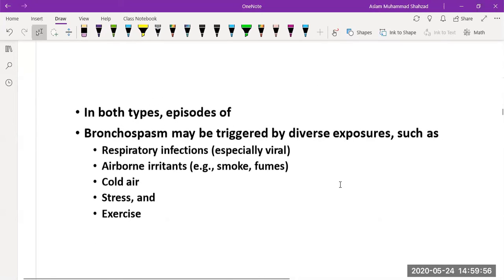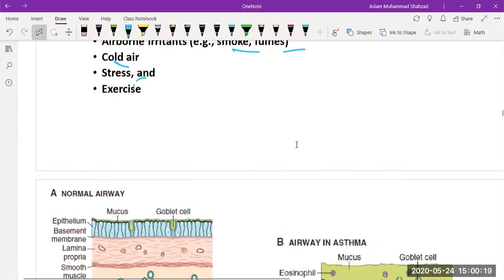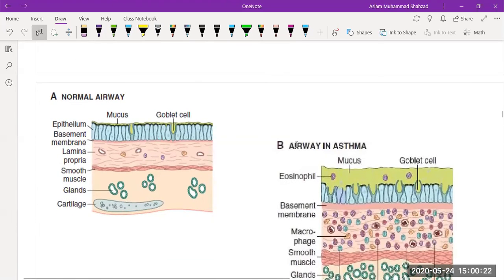In both types of episodes, bronchospasm may be triggered, such as by a viral respiratory infection, airborne irritants such as smoke or fumes, cold air sometimes, or stress or exercise can lead to acute asthma. So you can see that these are all the reasons for the pathogenesis of asthma.